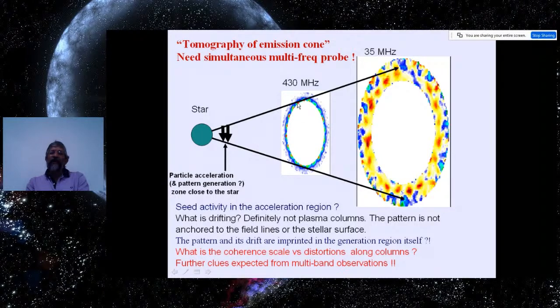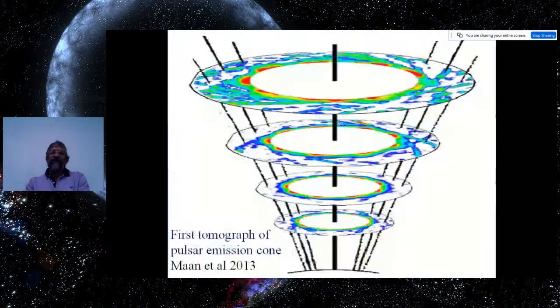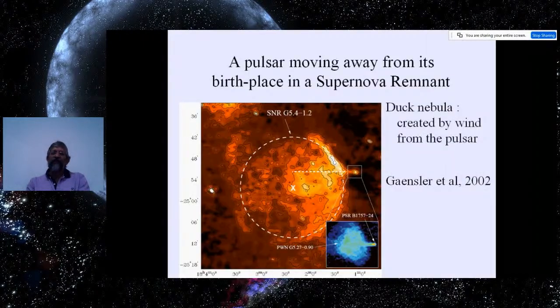and actions that are happening, particularly spotty emission, will be along a column of charged particles. And so you can actually relate what is happening here to what is happening there at a later time, and so on and so forth. To be able to do this kind of study, you require a simultaneous multi-frequency probe, and you can build appropriate equipment and produce such tomographs of the pulsar emission cone.